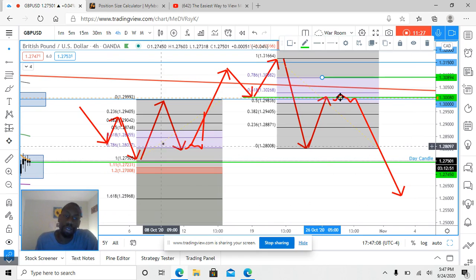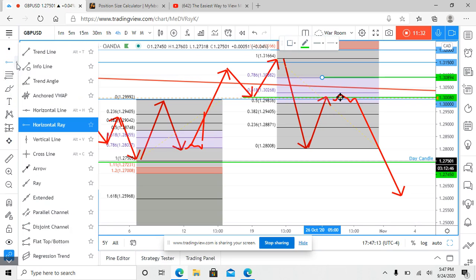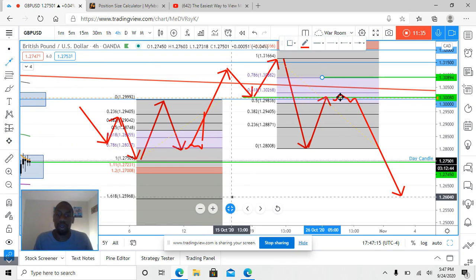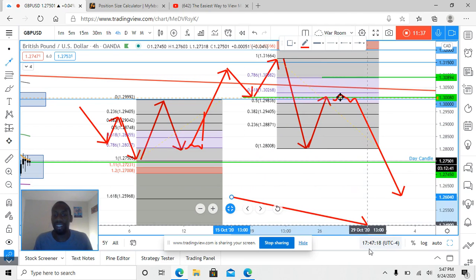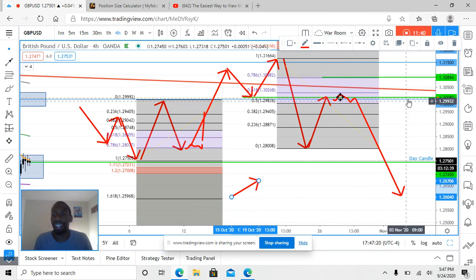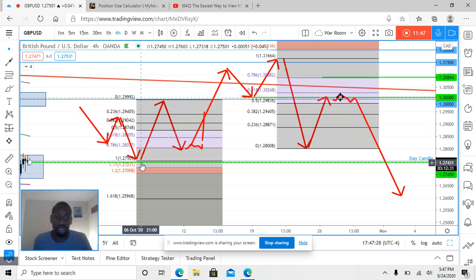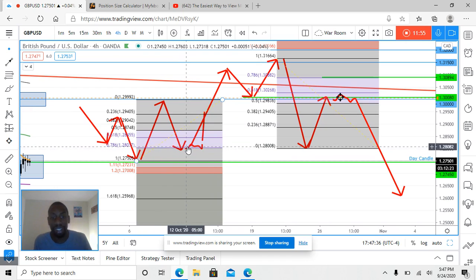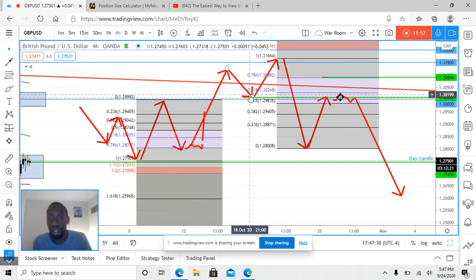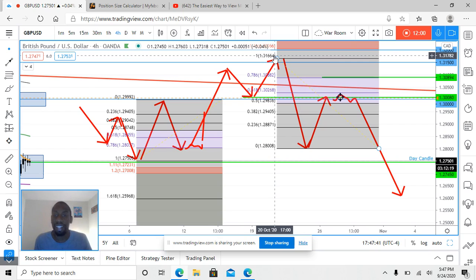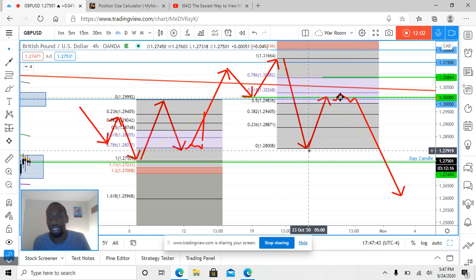But this is how the market moves. The market doesn't go when it wants to go. It doesn't go all the way up, all the way down, in one straight line. No, it moves in structure. If it wants to move up and trend up, what is it going to have to do? It's going to do a higher high, a higher low, a higher high. Then what happens? Break of structure.